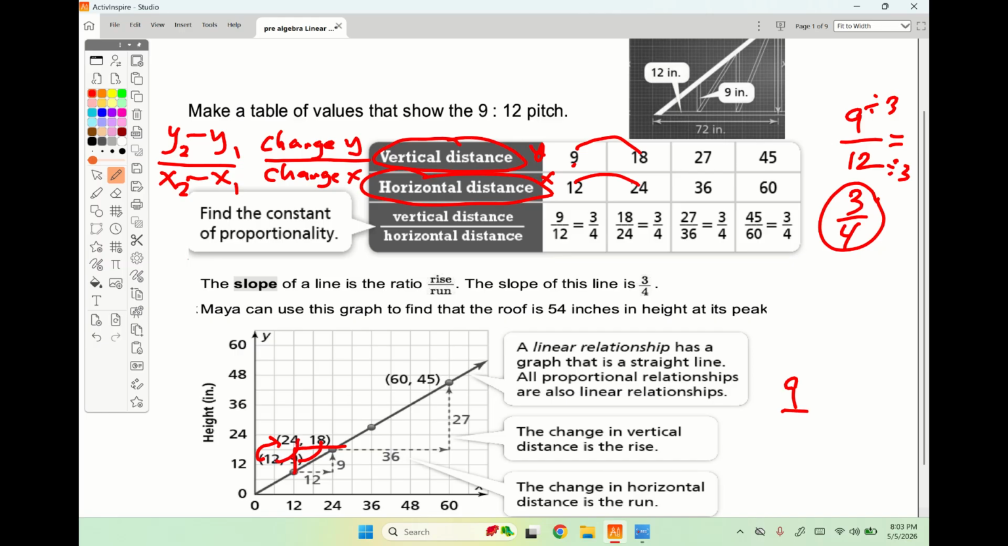Even if you use bigger numbers, as long as you simplify, you're going to get the same answer. So rise over run. Rise means up or down. Run is always right to left, or left to right.